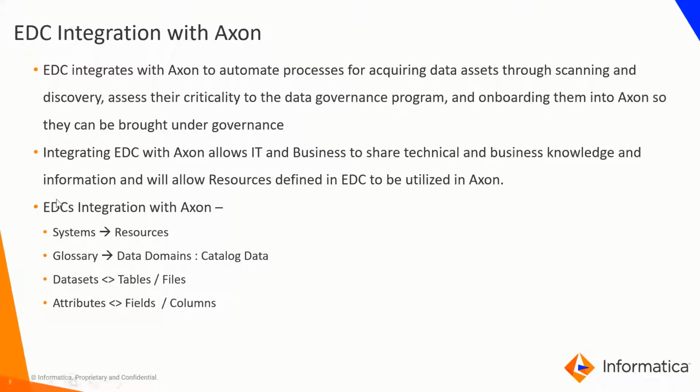By doing this integration, you are going to link up systems and resources, and the business glossary or business definition items, with your data domains. What are these data domains? We'll see that. Later on, this is linked to the catalog metadata. Then there is the linkage of the data sets on the glossary, on the data governance side, with the actual tables and files, and the attributes with the fields and columns. So these are the different relationships that are established by performing this integration of EDC with Axon.